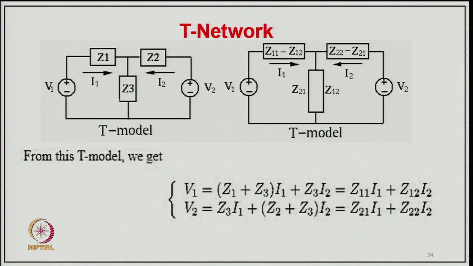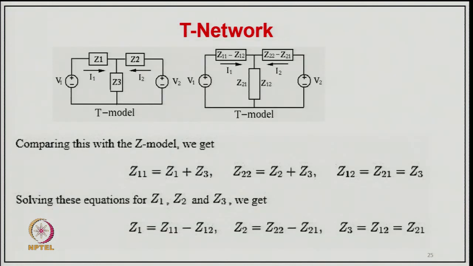From these two circuits we can define these two equations, and comparing this with the Z model, we get Z11 equal to Z1 plus Z3, and Z22 equal to Z2 plus Z3, and Z12 equals Z21 equals Z3.